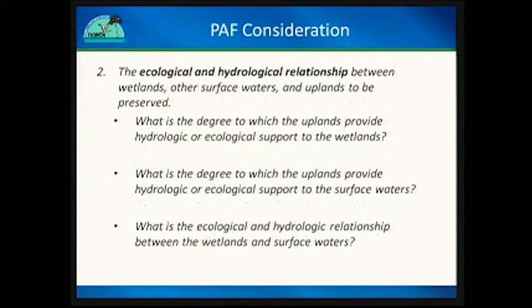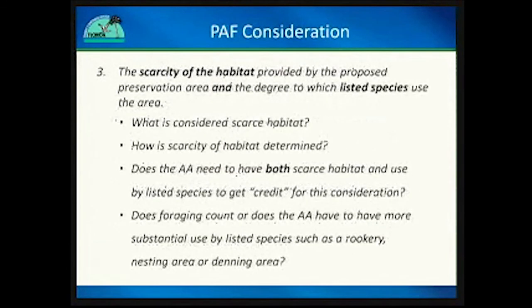Ecological and hydrological relationships between wetlands, other surface waters, and uplands. So going back, Mike, to the degree of interface that we have there. What is the degree to which the uplands provide hydrological or ecological support to the surface water? So take a look at this. The relationship is crucial. Scarcity of the habitat and the degree to which listed species use the area. So please take a look at those.